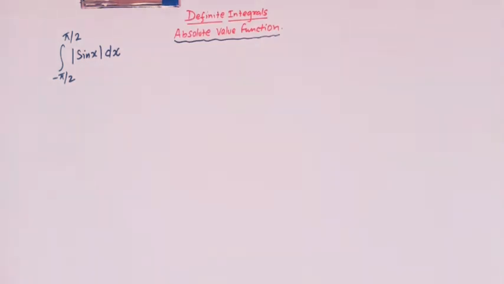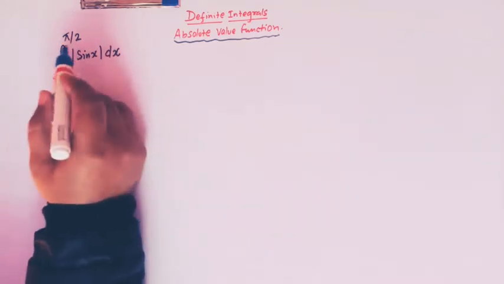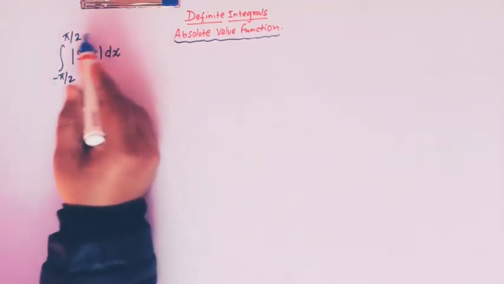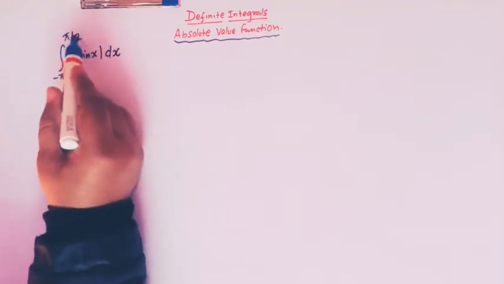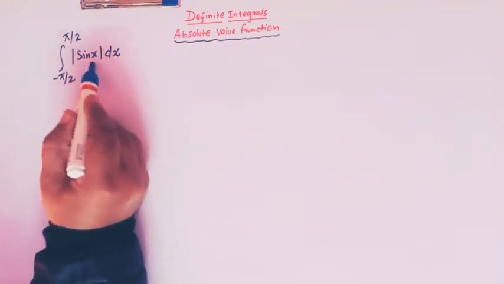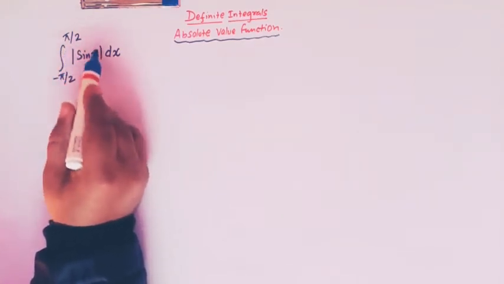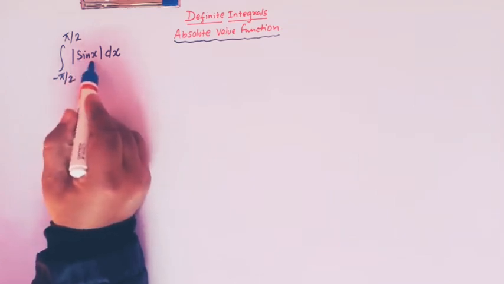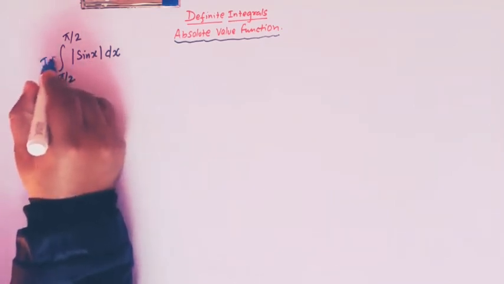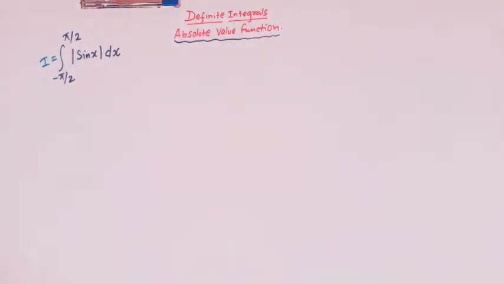Hello viewers, in today's class we are going to solve one important definite integral involving the absolute value function. We have to evaluate the integral from minus pi by 2 to pi by 2 of mod of sine x. So here we have the absolute value of sine x. Let us solve this integral.